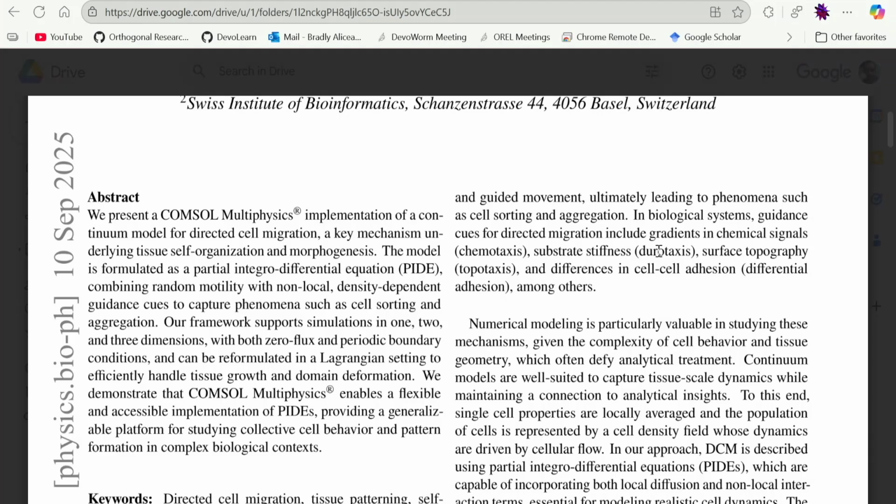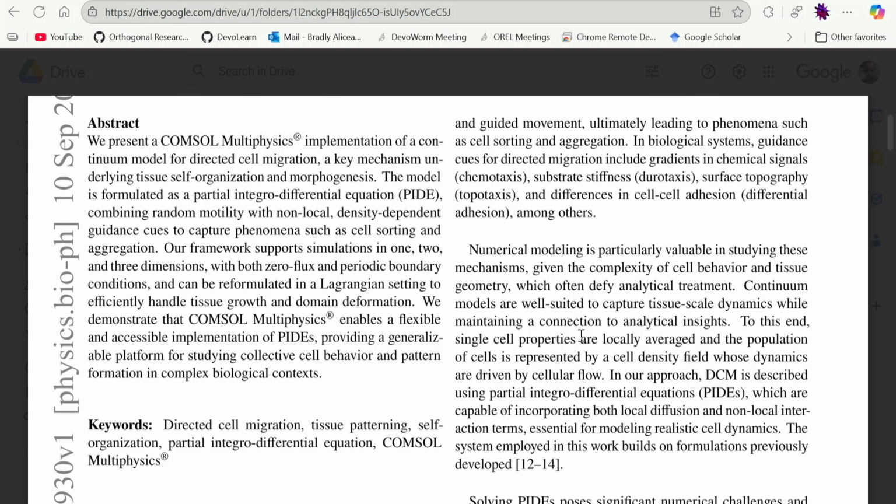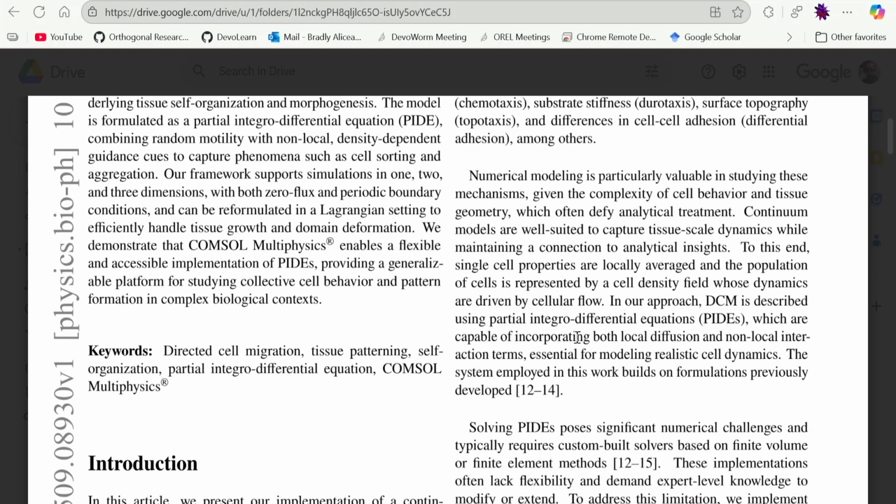So you have all these different things in biological systems that serve as these guidance cues. And this happens at the tissue level, where you have substrate, you have chemical gradients, you have some sort of topography, and you have heterogeneity in cell-cell adhesion across like a population of cells or a sheet of cells. And so that's what they're kind of trying to get at with this biological phenomenon. They want to be able to model all of these things in a multi-physics setting. And so they're using numerical modeling.